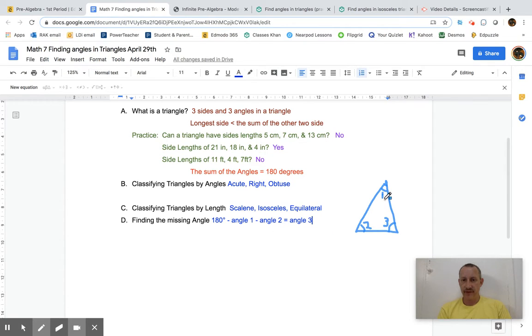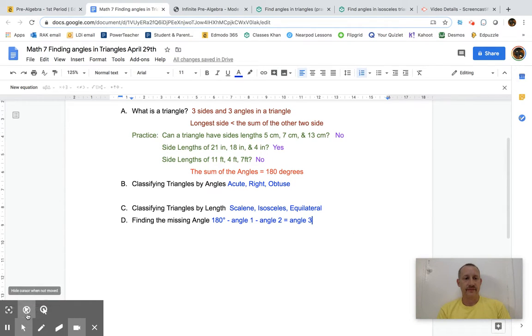So if I wanted to find angle 3, I would take 180 and subtract this value. Let's say this one was 60 degrees. So we would subtract 60 from 180. That's 120. And then we would subtract the other angle. Let's say this one was like 72. So that would be 120 minus 72. And so that would be 48. And that would give us the value of our third angle. Okay. So that's what we did yesterday.